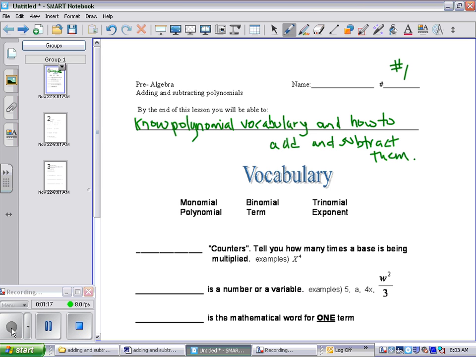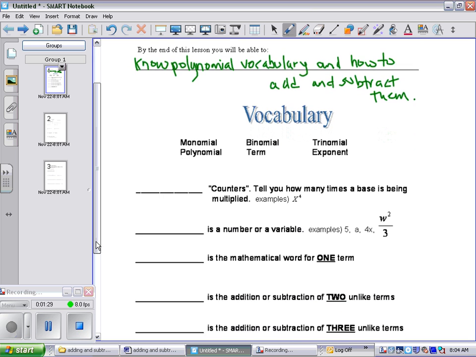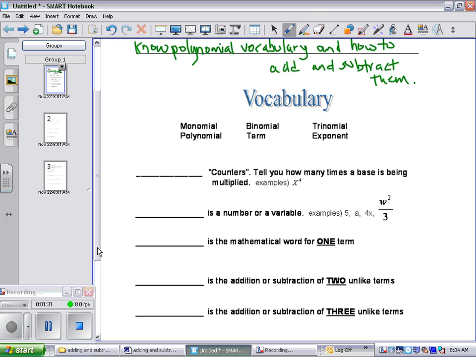Some of this vocabulary you might have seen before. Some of it might be brand new. Some of it you might have seen in some other classes, maybe in science class. So let's go through these 6 terms and see if we know where they belong.